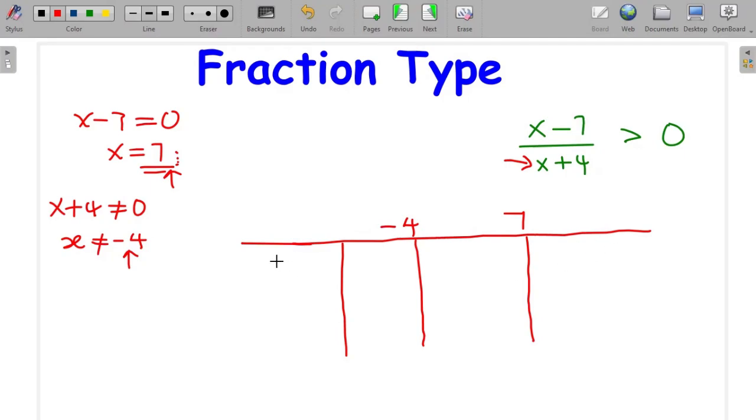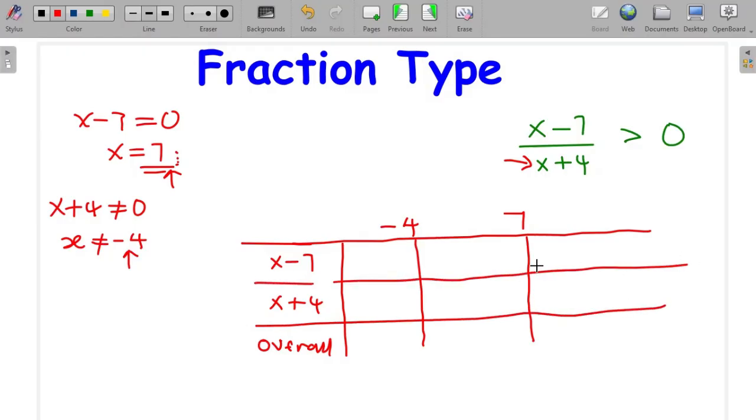Okay, so we have x minus 7, then x plus 4, and then the overall. Okay, so let's just do the testing now. So these are the factors here. So just get any numbers in those desired regions. So any number less than minus 4, I'll get minus 5. Any number between minus 4 and 7, I'll get 0. Any number after 7, I'll simply get 8.